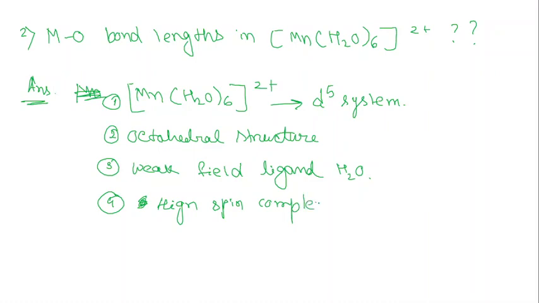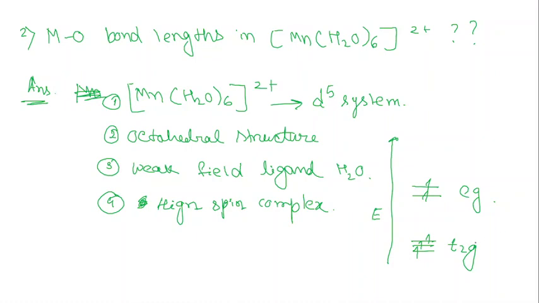Sir already discussed these things in the class, but as it is a doubt clearing class, I am solving questions. So please work with me, then it will be better for your understanding. Now I will draw the d orbital splitting diagram and fill the orbitals, t2g and eg. Now 5 electrons: 1, 2, 3, 4, 5.